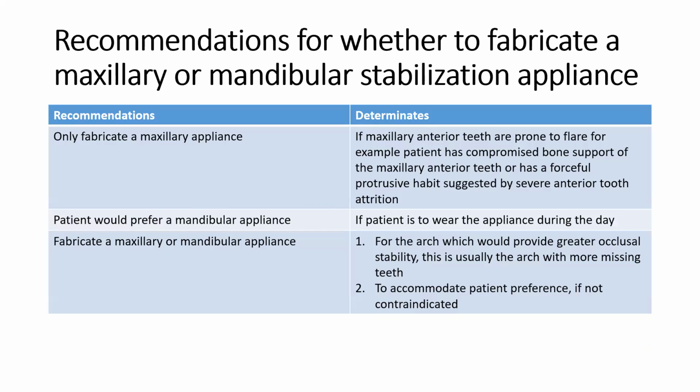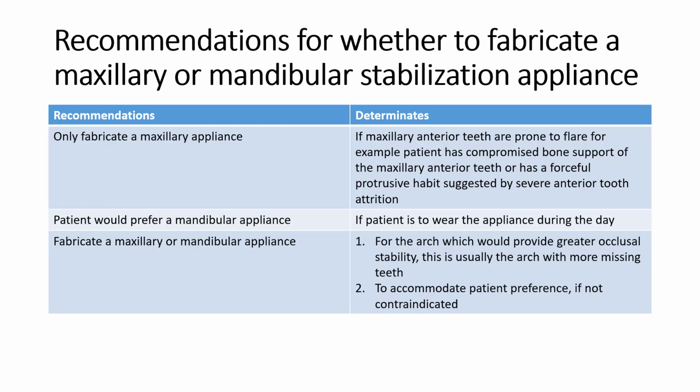And fabrication either on the maxillary or the mandibular arch depends upon certain characteristics. The stabilization appliance in the maxillary arch should mainly be fabricated if the maxillary anterior teeth have the possibility of flaring, and also if there is compromised periodontal support of the maxillary anterior teeth. Also, when there is severe attrition of the dentition, we should go for the maxillary stabilization splint.